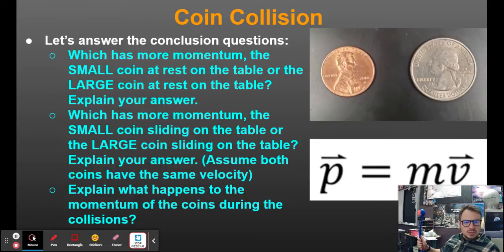And this last one is sort of the crux of the whole lab. Explain what happens to the momentum of the coins during the collision. So what happens?